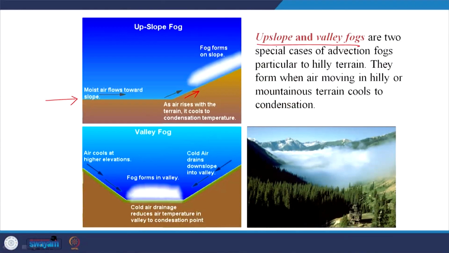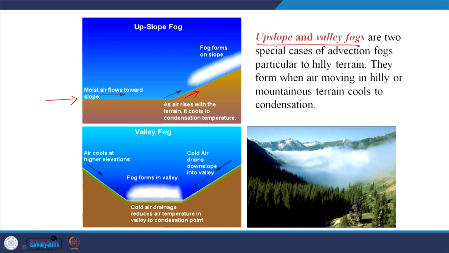As it rises with the terrain, it cools to condensation temperature. As it is lifted, its temperature is of course cooled, and at some point it can form a cloud, but this happens across the terrain. It's not a mechanism where you lift an air parcel and this parcel goes to a height and then forms a cloud. Rather, this cooling happens as it is lifted across the terrain. That is why we call them upslope fog.